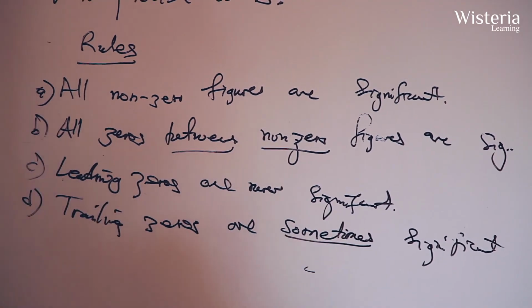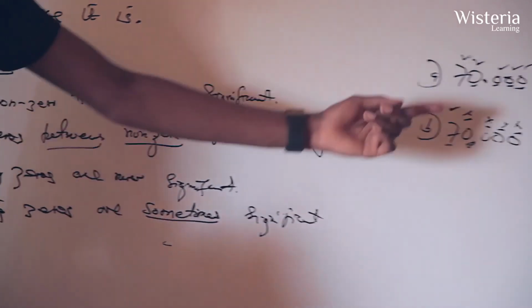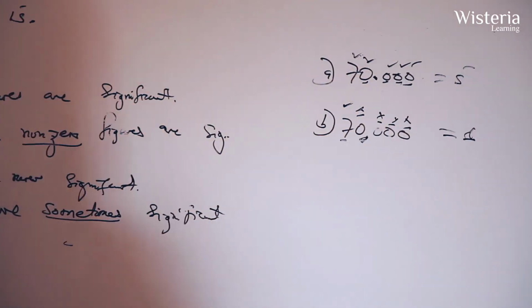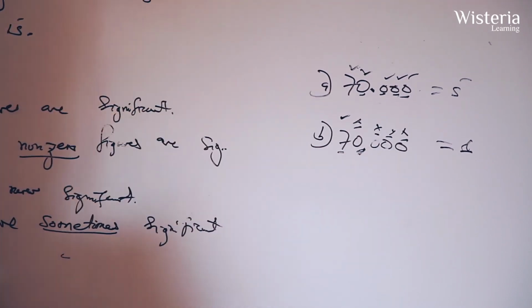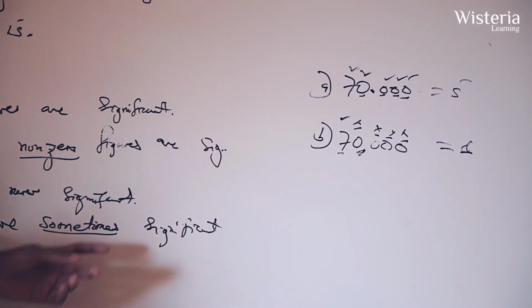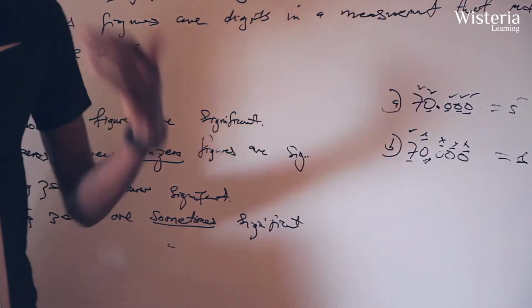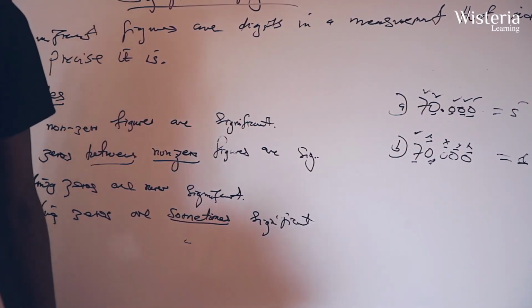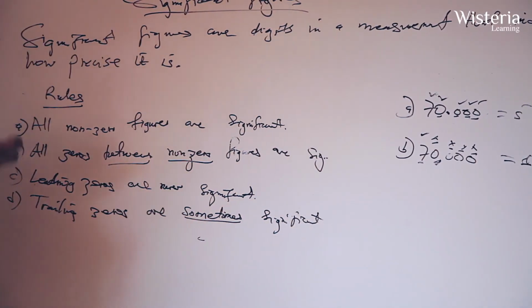So we go back to the rule and it says trailing zeros are sometimes significant. Sometimes is determined by whether in that value there's a decimal point, then the zeros that are trailing become significant. But if in that number there is no decimal point, then the sometimes is interpreted as the trailing zeros not being significant. Instead, we only have the 7 that is significant because of rule A.